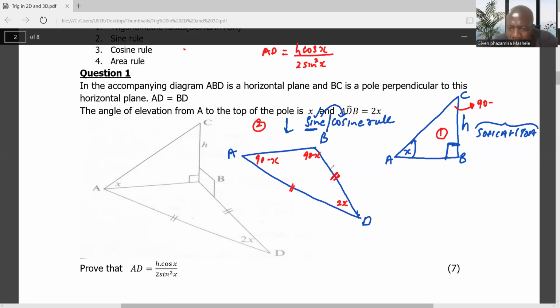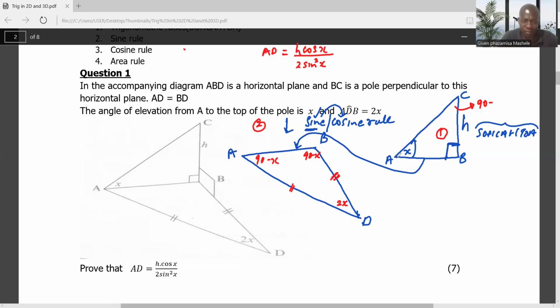Let's check. AC is not in the second triangle. BC is not, it's only AB. So it means this AB is one of the most important sides in these two triangles because it will help us to move from one triangle to another. Whatever we're going to resolve, we need to resolve using that common side.